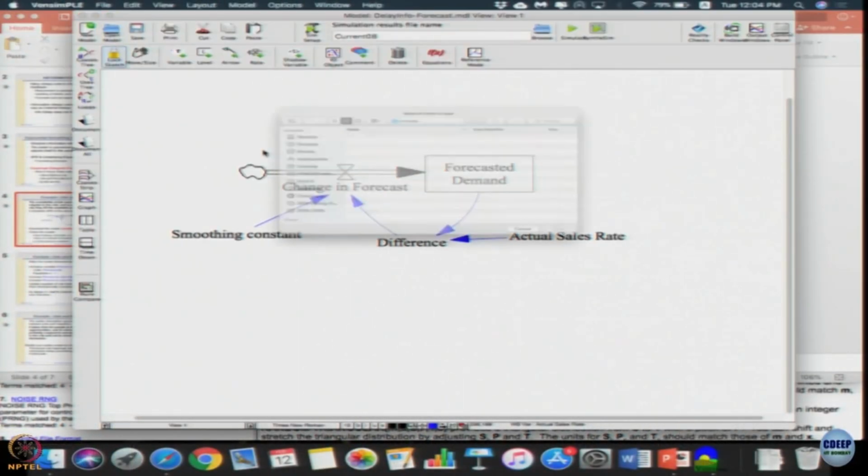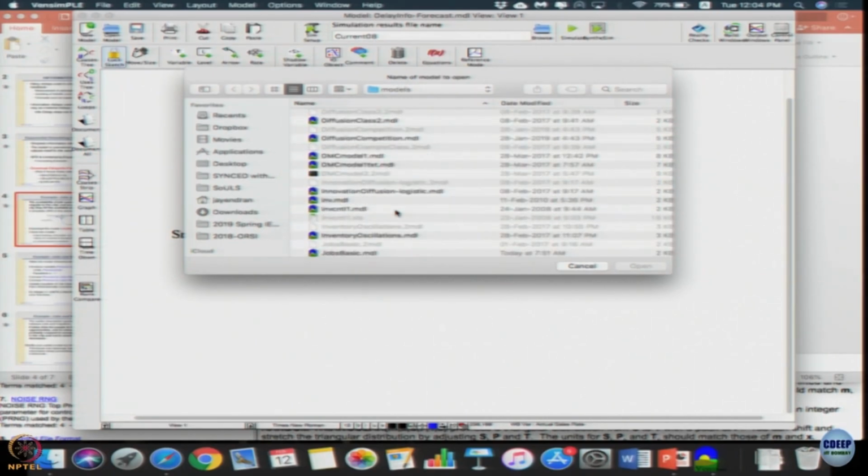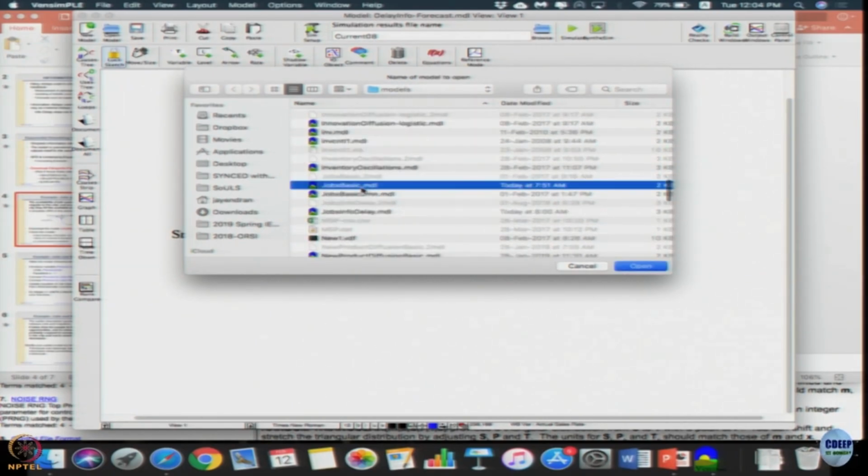So I am going to show all the three steps. What is the name of the file again? Job space. Okay.